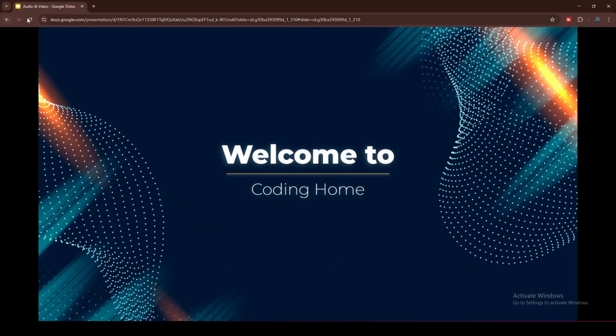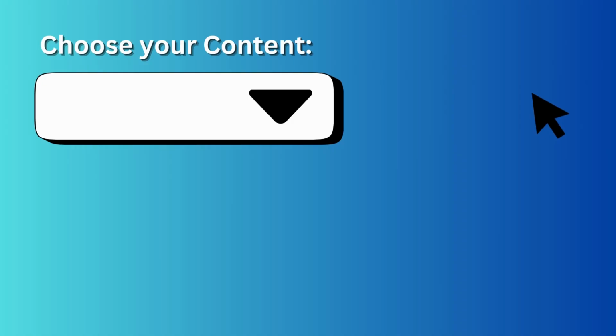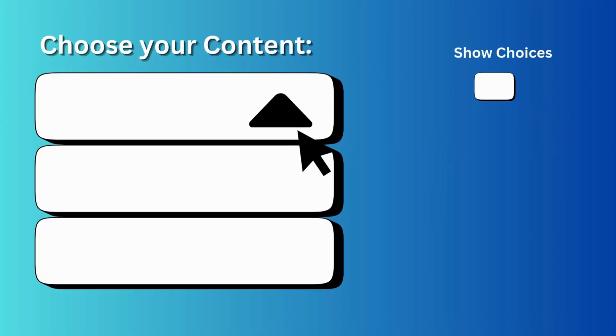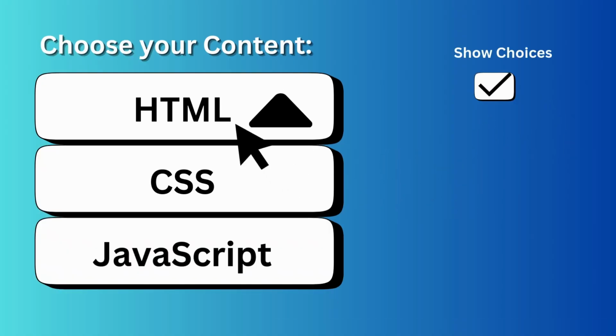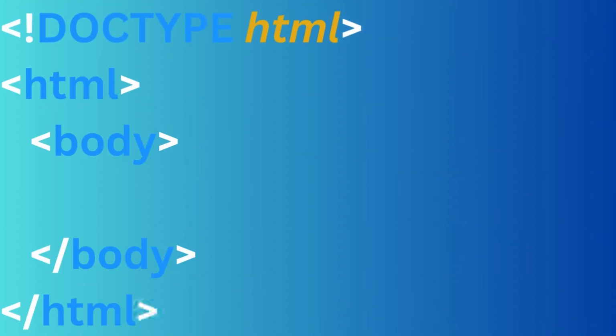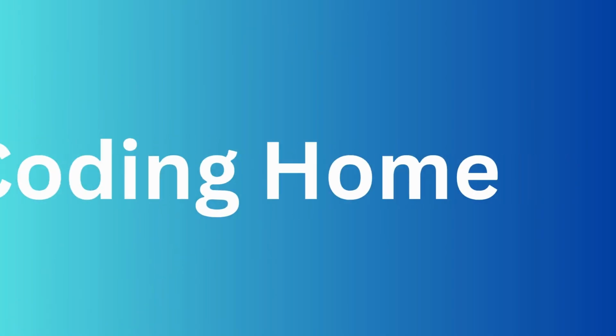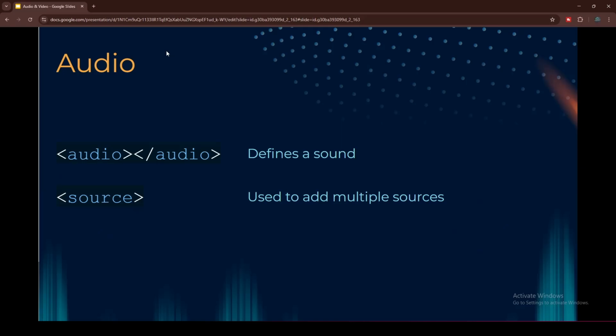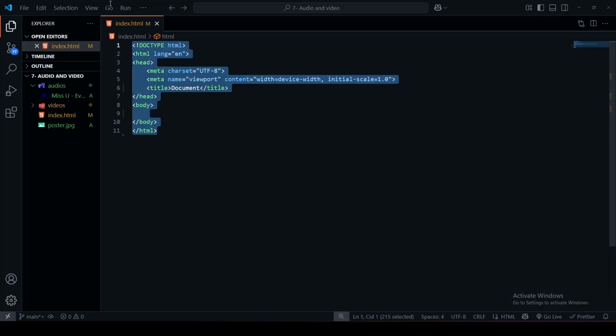Now it's time to teach you audio and video files. We're going to start with the audio file. First, open a project in Visual Studio Code.